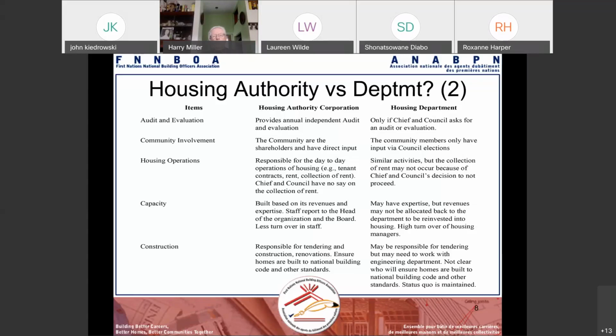Construction under a housing authority is responsible for tendering, construction, renovations, ensuring homes are built to national building codes and other standards. Under a housing department, may be responsible for tendering, but may need to work with an engineering department if it exists. Not clear who ensures homes are built to national building code standards in terms of how the homes are being maintained. So under the authority, there's a stronger likelihood that the homes will be built in accordance with national building code standards because they are representing the shareholders, and the shareholders are the communities, and they want to make sure that they're getting good value for their monies. Similar to a housing department, but there's less emphasis on just build the home. We've got to get the home built. And collecting the monies based upon progress versus on codes, buildings.